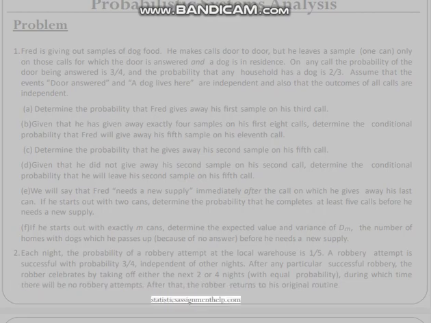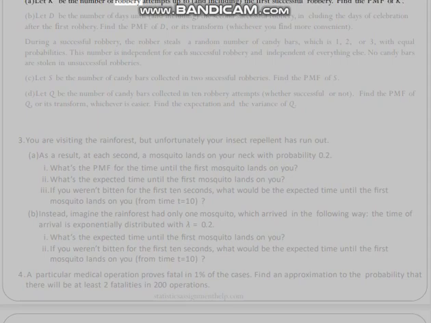A. Let K be the number of robbery attempts up to, and including, the first successful robbery. Find the PMF of K. B. Let D be the number of days until, and including, the second successful robbery, including the days of celebration after the first robbery. Find the PMF of D, or its transform, whichever you find more convenient.